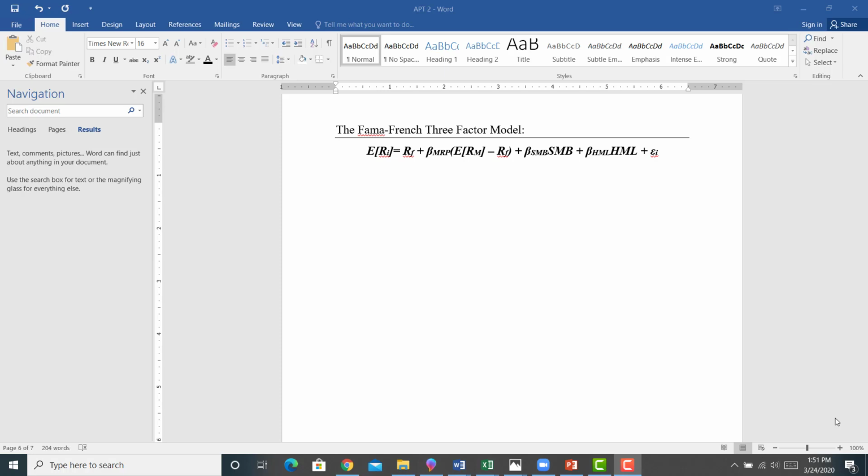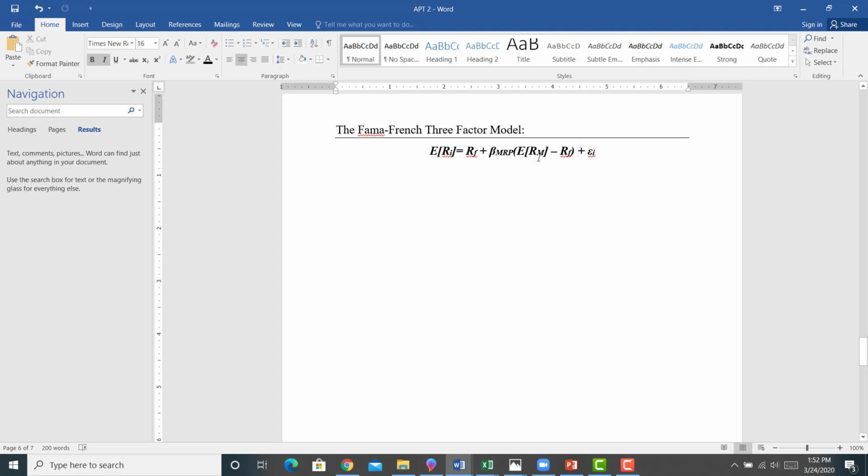Now keep in mind here, we must try to account for all types of systematic risk. So the capital asset pricing model is telling us that beta, right? Let me just delete or hide this for a second. Here's your CAPM. And this beta is measuring a firm's exposure to systematic risk.